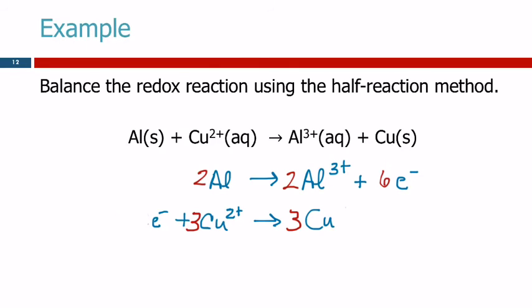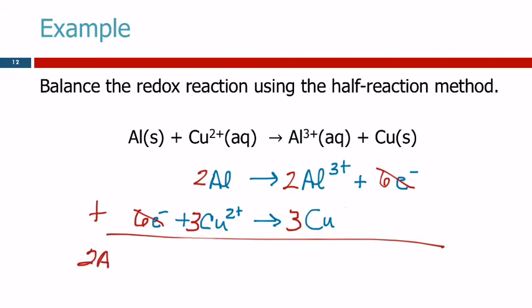And 2 times 3 is 6. This is still balanced. 6 electrons and 3 times 2 plus, the charges add up to 0, and the charges add up to 0. I've got 3 coppers on that side, 3 coppers on that side. But now when I add these two equations together, this half reaction is giving off or losing 6 electrons, and this half reaction is taking up or gaining 6 electrons. So I don't have any electrons that are unaccounted for. So the 6 electrons and the 6 electrons cancel, and then I'm just going to copy down the other things.